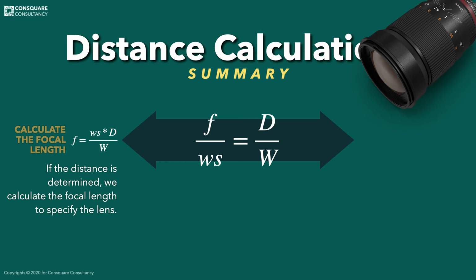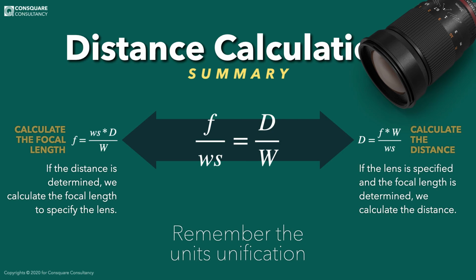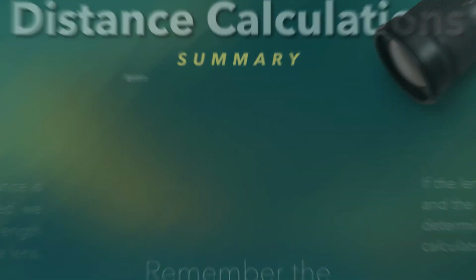On the other hand, and towards your right, we use this formula to calculate the distance. If the lens is specified and the focal length is determined, we calculate the distance to decide where exactly to position the camera. Finally, please remember the units unification, all to be in millimeter.